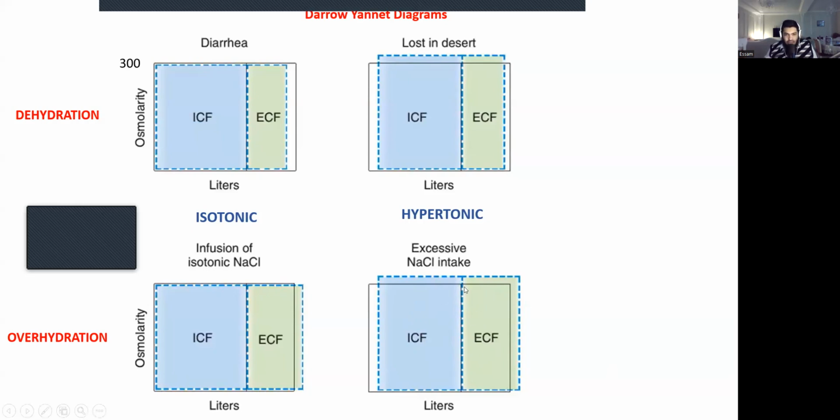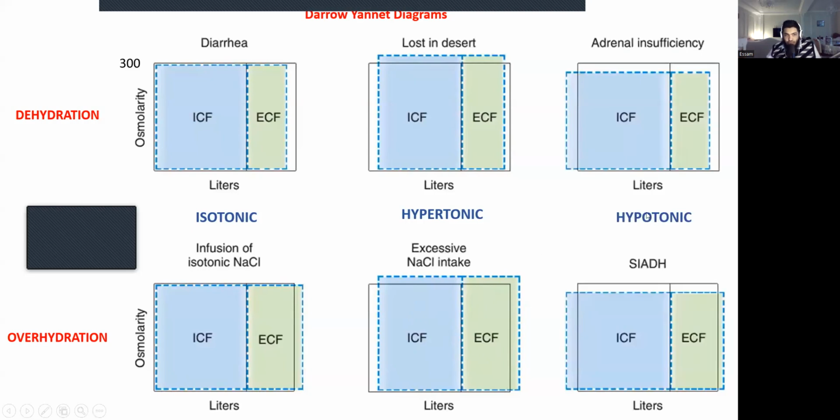And the last one is hypotonic. So hypotonic dehydration and hypotonic overhydration. Here what is happening? See, dehydration means ECF reduced. But ECF is hypotonic. So who is hypertonic? ICF is hypertonic. So what happens? Water will move from ECF to ICF. That's why you see ICF is increased.